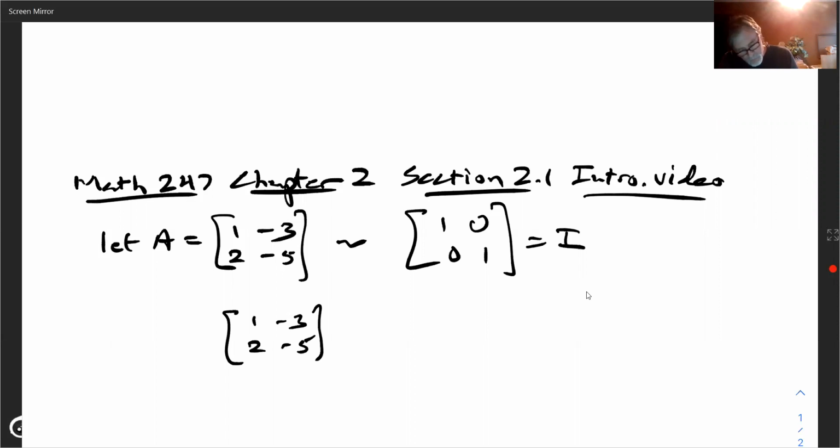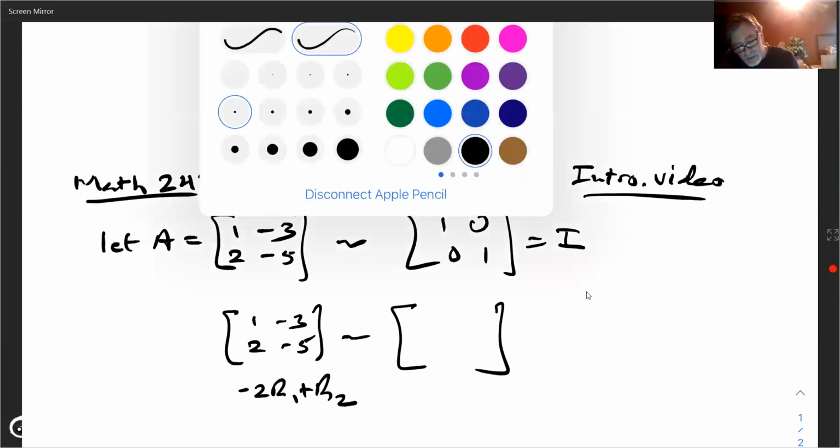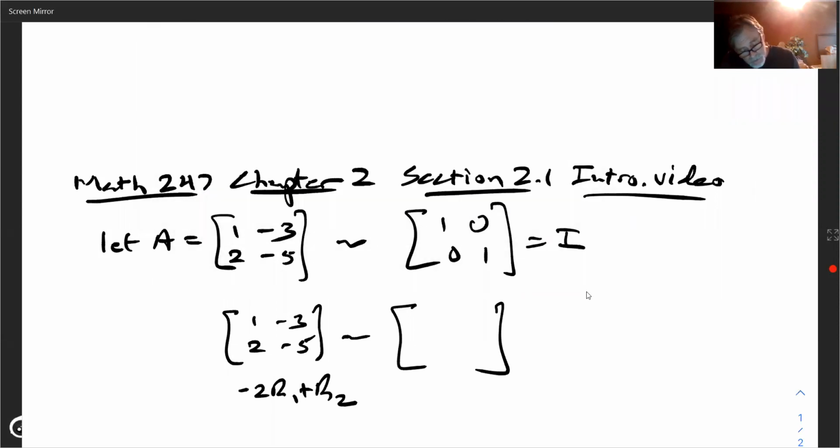And I think the operation we'd want is, let's see, if I want to get it in identity form, I'll wipe out that 2 by going -2 row 1 added to row 2. And of course, what happens there is exactly that. But before we do it, what I want to do instead is invent a matrix that will do the operation for us.